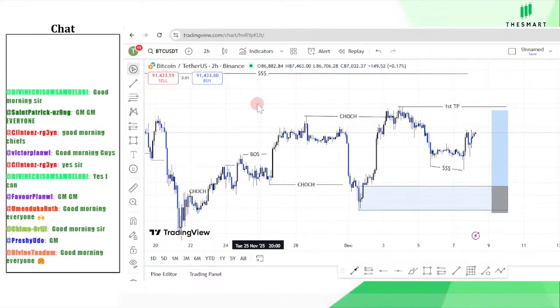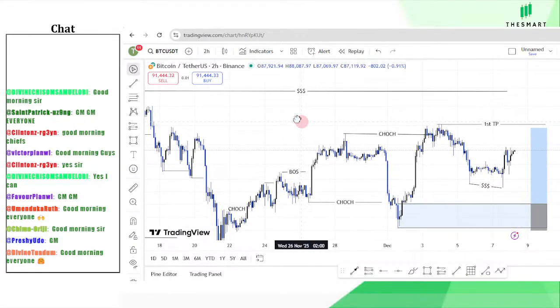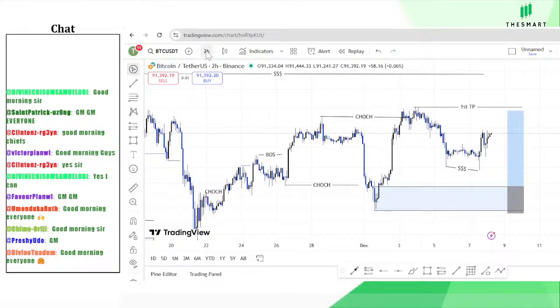So this is what we have on BTC. I believe the BTC chart is clear. Let me know in the comment section if this chart is clear and well detailed. I believe the chart is clear, so we can move to gold.